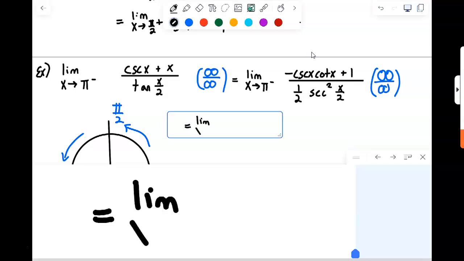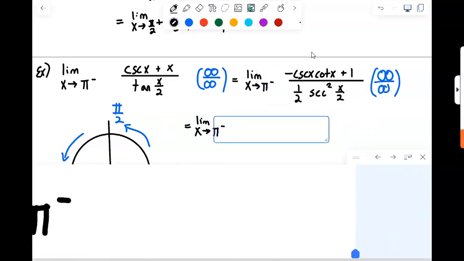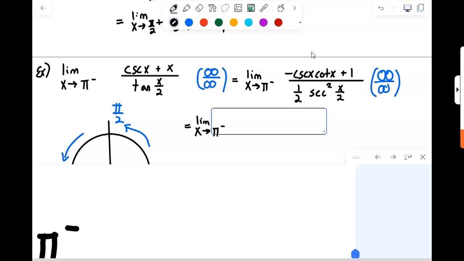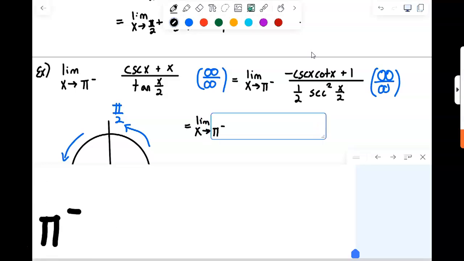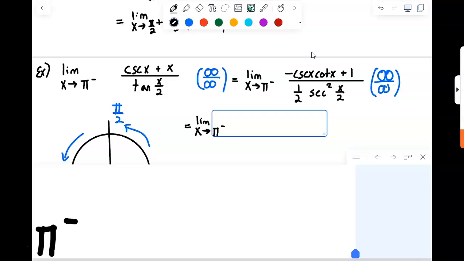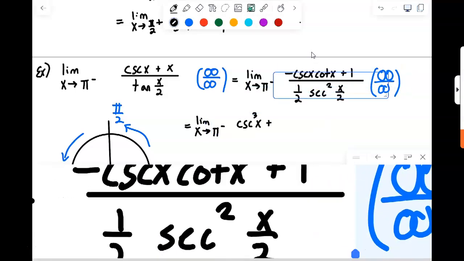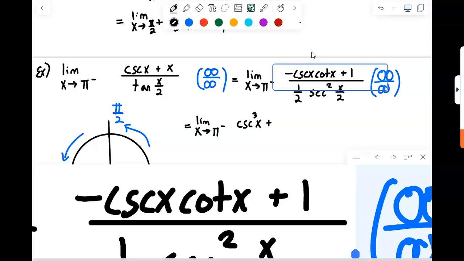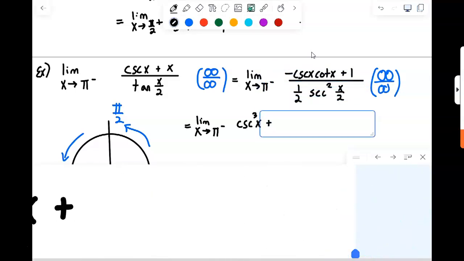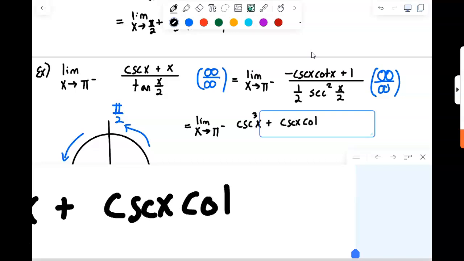So limit as x approaches pi from below. And then we do the derivative at the top. That would be negative cosecant times the derivative of cotangent. Derivative of cotangent is negative cosecant squared. So negative cosecant times negative cosecant squared. We'll make that be cosecant cubed of x. Plus the cotangent times the derivative of negative cosecant. Cosecant's derivative is negative cosecant cotangent, so it'd be cotangent times that, so that's actually going to be plus. And that would actually be cosecant x cotangent squared x.